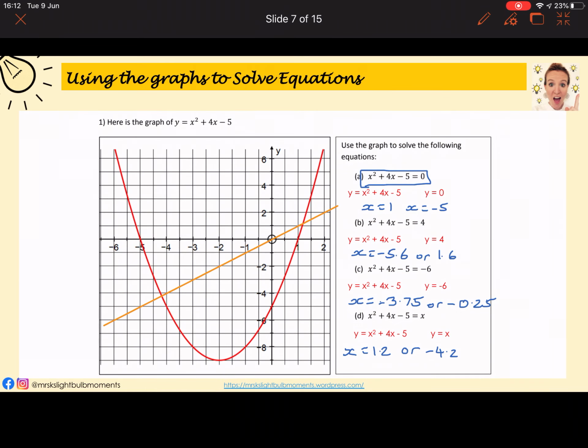Okay, I hope that's helped with solving from a graph. You'll notice the thing that's the same in all of those questions was the left-hand side of that equation. We always had x squared plus 4x minus 5, which was the equation we were given, and that red one that was drawn. So that's what we always need the left-hand side to be, the same as our equation. And then you can just draw another line across it and work out where they intercept. Let's look at a few now that don't have that same equation.